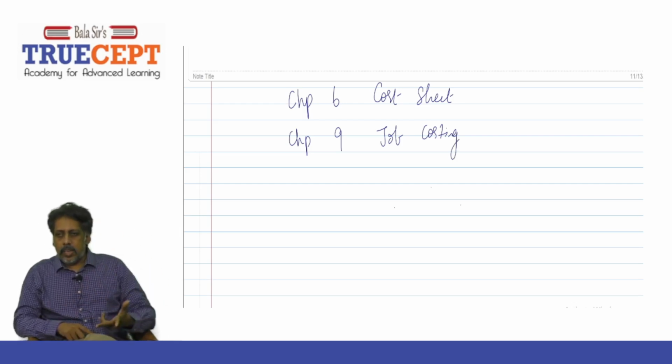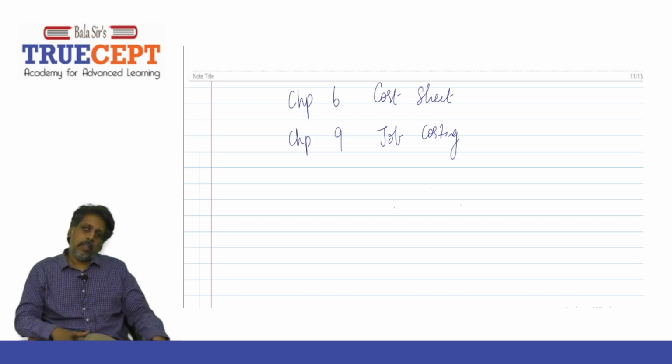I don't see any distinction between cost sheet and job costing, because in both you are supposed to make a statement of cost and then add a profit to get the sales or the selling price of a particular job or a work order.